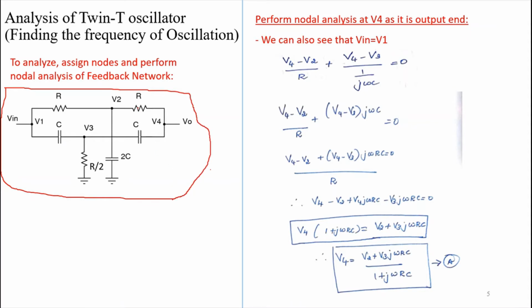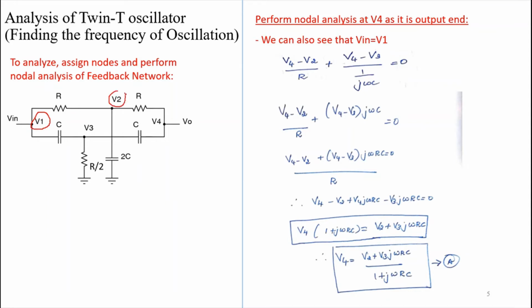If you want to analyze this feedback network, there are many methods, and this is the easiest one. We have to assign nodal voltages, and then go for nodal analysis. This node is taken as V1, and the junction between R and R is taken as V2. Between this R and C, that is the output node, is taken as V4, and between the C and this C we take it as V3. So these are the nodal voltages. There are a total of 4 nodal voltages, V1, V2, V3, and V4.